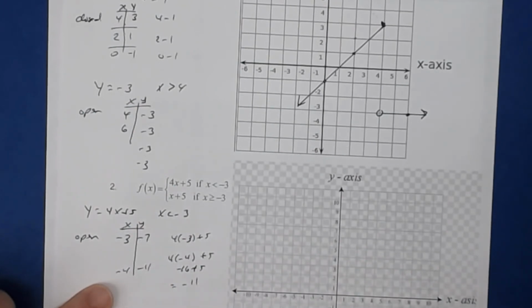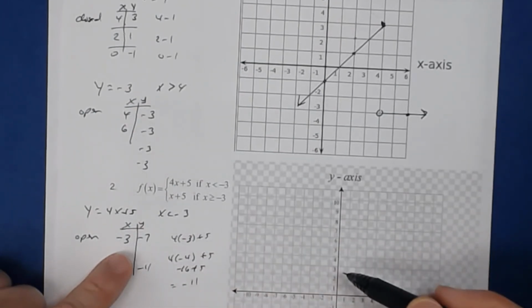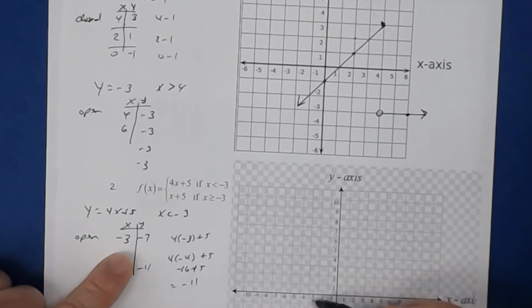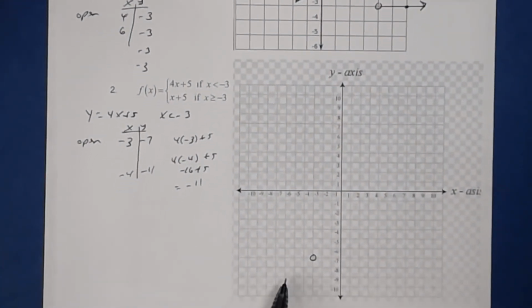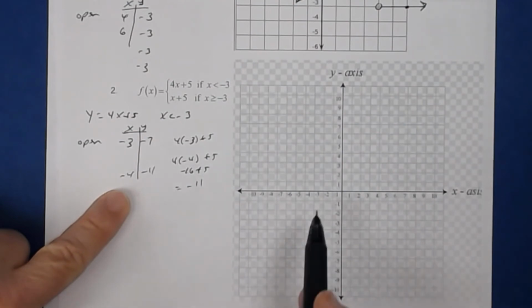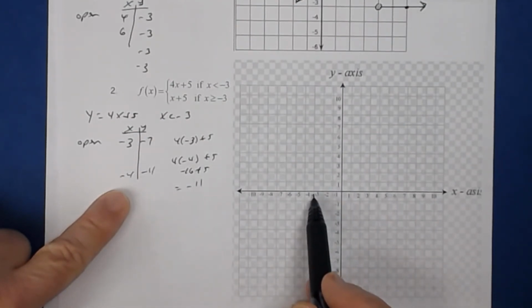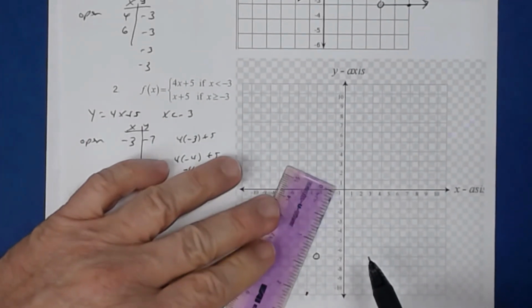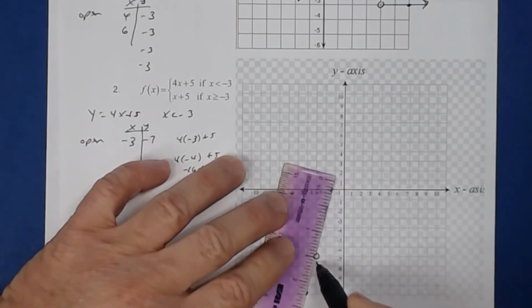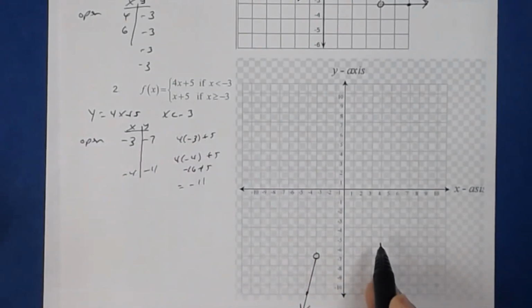Okay, so negative 11. All right, so I'm going to plot the point negative 3, negative 7, which is right here. Negative 3, 1, 2, 3, negative 7. Open circle. So notice there's an open circle here. And then I plot the point negative 4, negative 11. The point negative 4, negative 11 is about here, closed circle. All right, and then I draw my ray, and there's my graph. Okay.